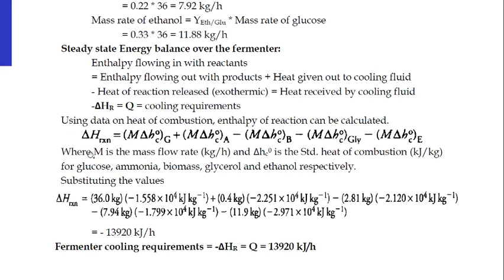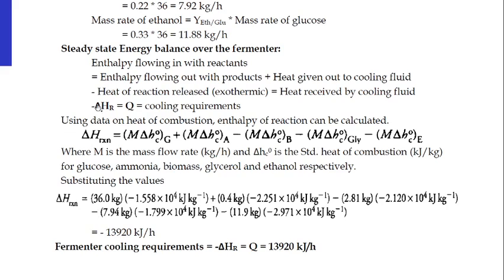So M is the mass flow rate of each component. Substitute: here it is 36 kg, 0.4 kg, 2.21 kg, 7.94, 11.9, like that. Then you have the standard heat of combustion, the data we have already calculated in the table. Substitute, and roughly you will get minus 13,920 kilojoule per hour. The mass is per hour, kg per hour, whereas delta H is kilojoule per kg, so the unit will be kilojoule per hour. And this is a negative value when you do the substitution.